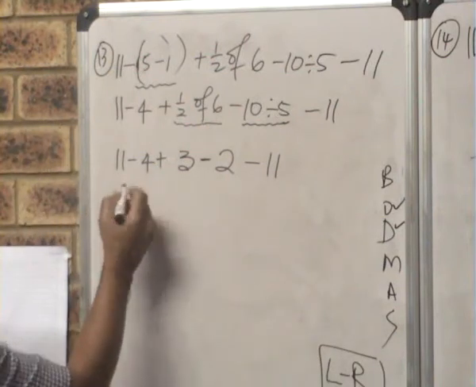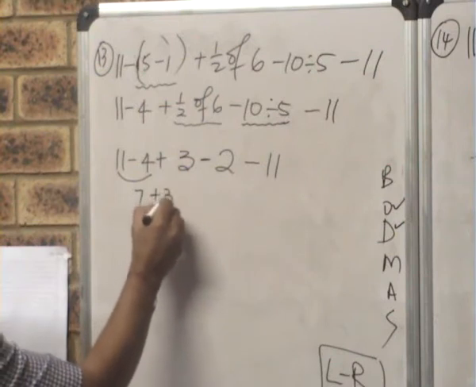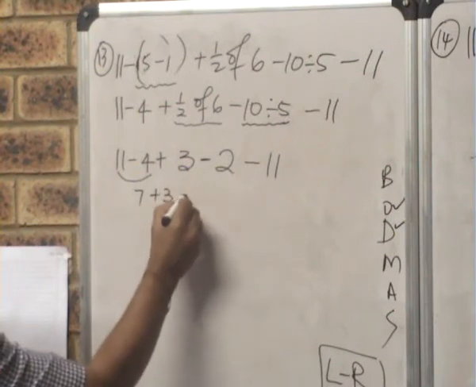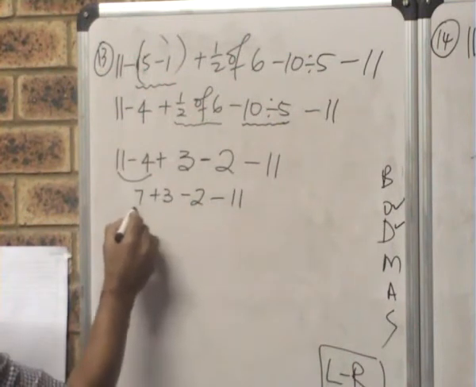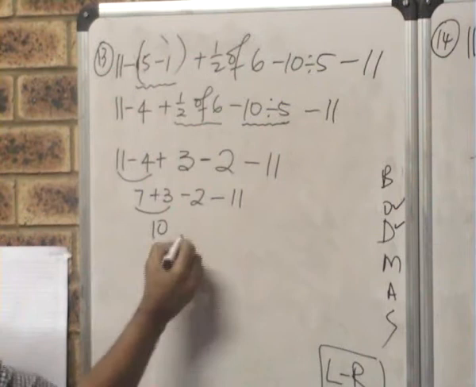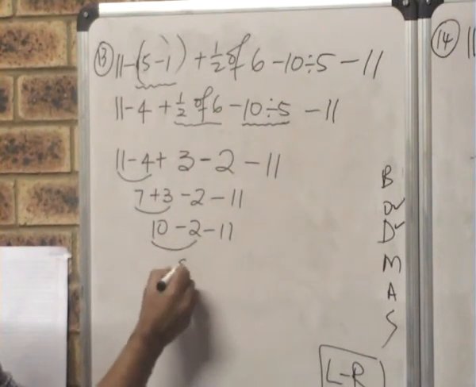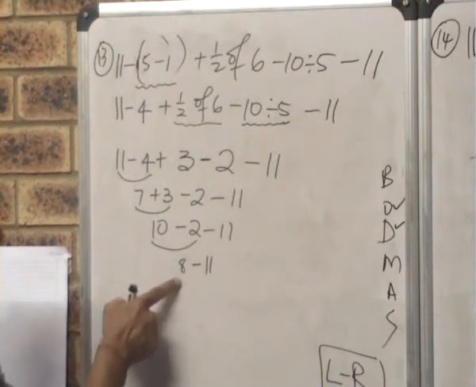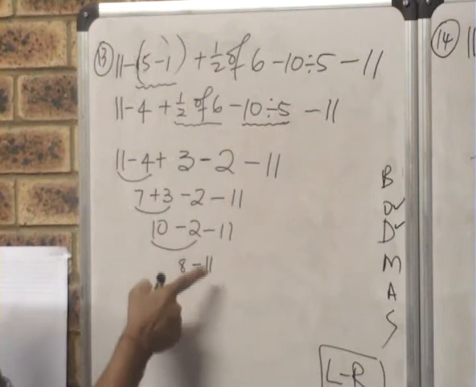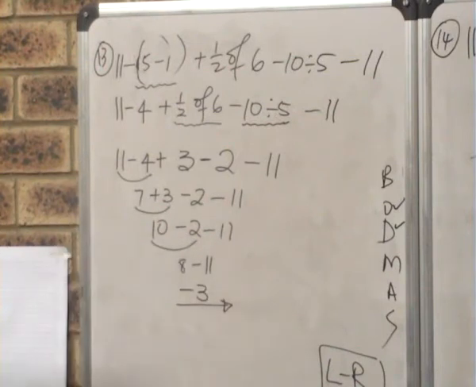So 11 minus 4 will give me 7. Plus 3 will give me 10 minus 2 minus 11. Moving left to right, 7 plus 3 will give me 10 minus 2 minus 11. 10 minus 2 will give me 8 minus 11. 8 minus 11, I have 8, I owe 11, therefore I'll end up owing 3.